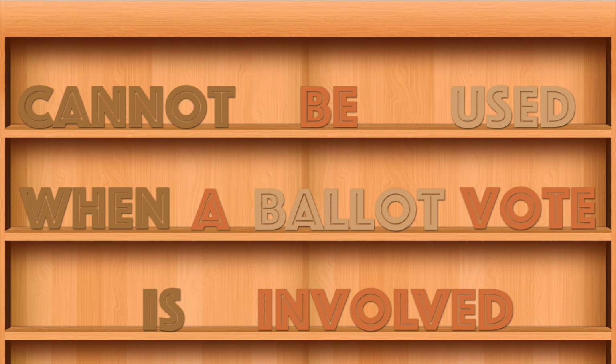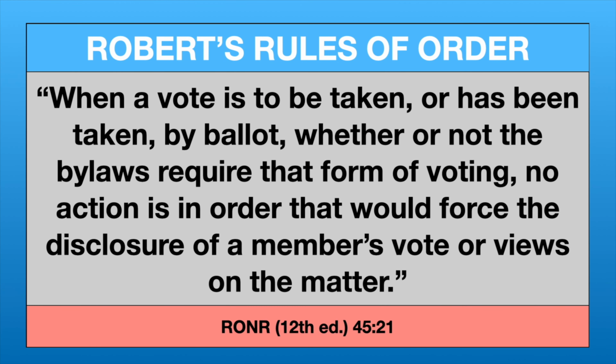Now, earlier in this video, I mentioned a notable instance where unanimous consent cannot be used. That is when a ballot vote is involved. A ballot vote allows members to keep their votes secret. Robert's Rules of Order provides that when a vote is to be taken or has been taken by ballot, whether or not the bylaws require that form of voting, no action is in order that would force the disclosure of a member's vote or views on the matter.